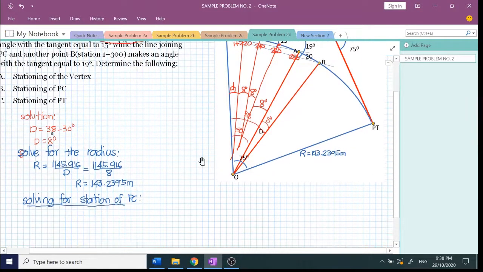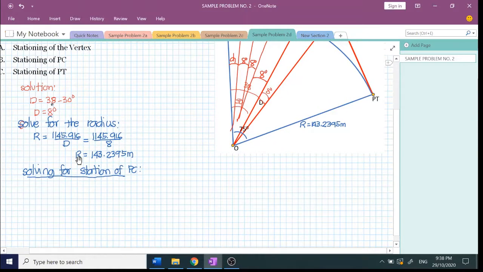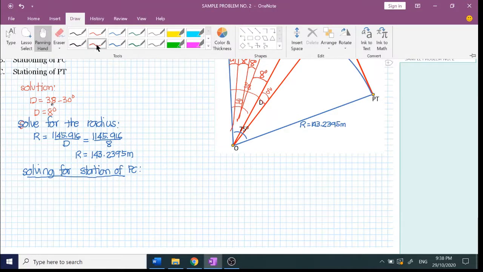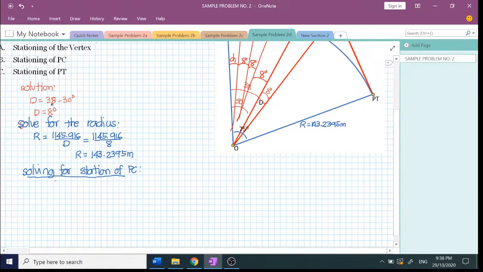Okay? So, solve natin yung ating D sub 1, ano? So, we can solve for D sub 1 by solving for that. Solve for D sub 1.